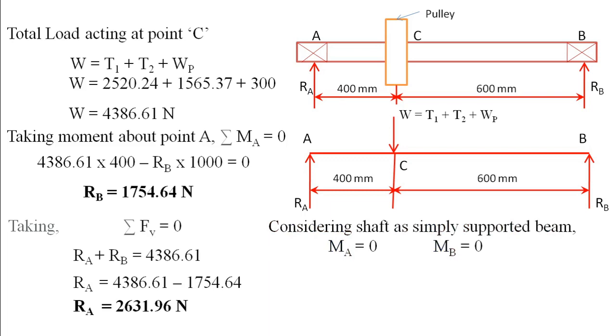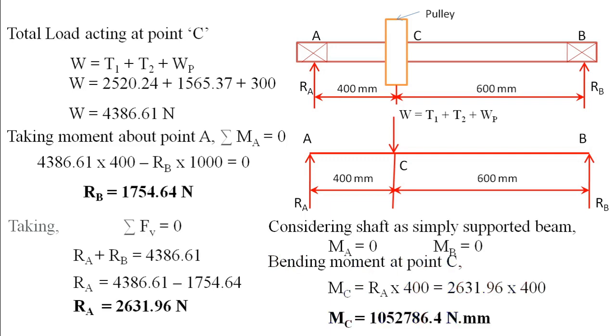Now we calculate the bending moment at point C. For that, taking moment at point C, MC is equal to RA into 400, which is 2631.96 into 400. We will get the bending moment at point C is equal to 1052786.4 Newton mm. This is our maximum bending moment. Now, step 3, calculation of diameter of shaft.